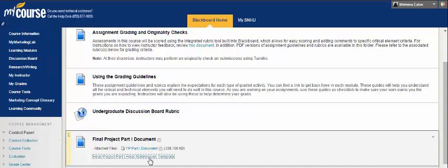There's also a link to the submission template, which I would encourage you to take a look at, along with the exemplar that's available to you in Module 5. But let's take a look at the Final Project Part 1 document.